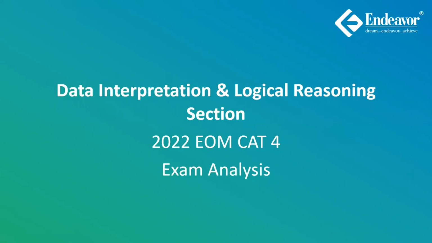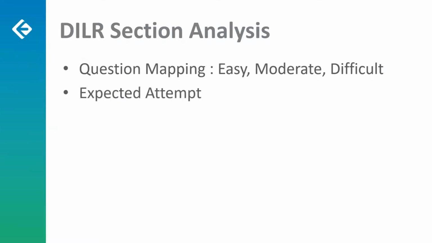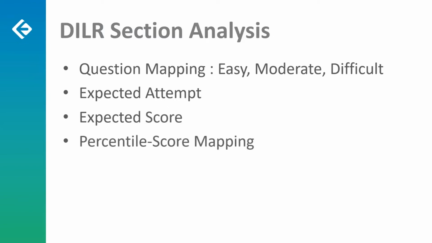Let us begin with the analysis of the DILR section of 2022 EOM CAT 4. In this analysis, we will be looking at four things. We will be looking at question mapping in terms of difficulty level. We will be looking at the number of expected attempts, the expected score, and the percentile score mapping. So let us begin with the first area, which is question mapping in terms of difficulty level.